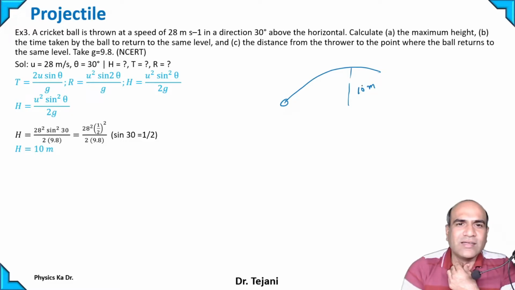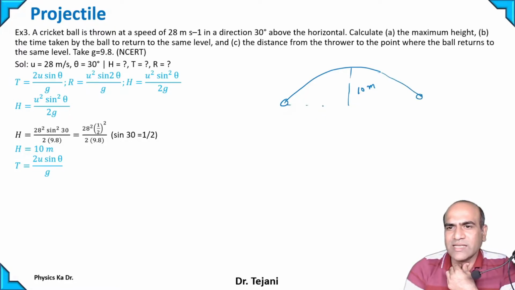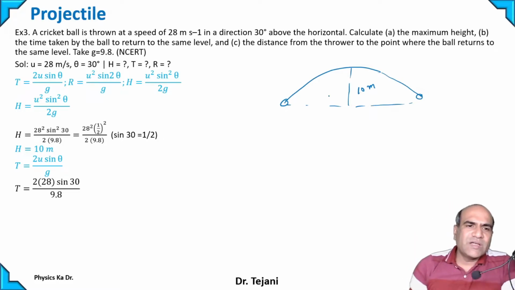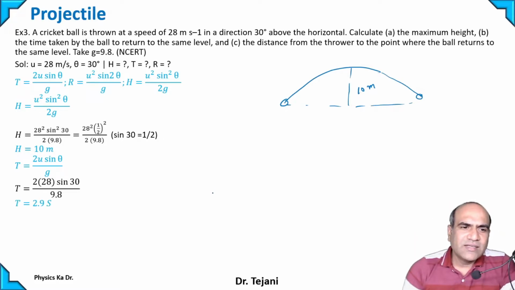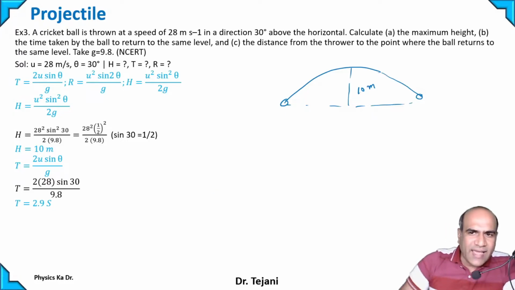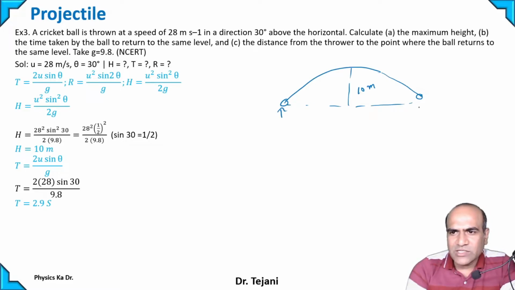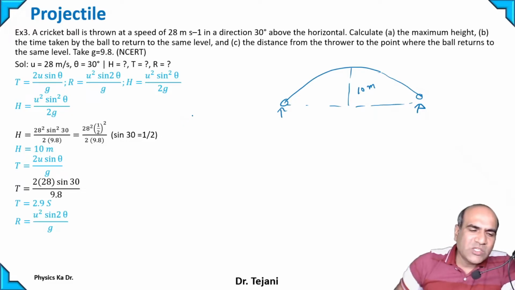Good. Then next we need the time of flight when it reaches the opposite, similar level. So put this value here and it becomes 2.9 second. In the 2.9 second, the ball starts from this position and reaches another position at the same level, and r is equal to u square sine 2 theta by g.